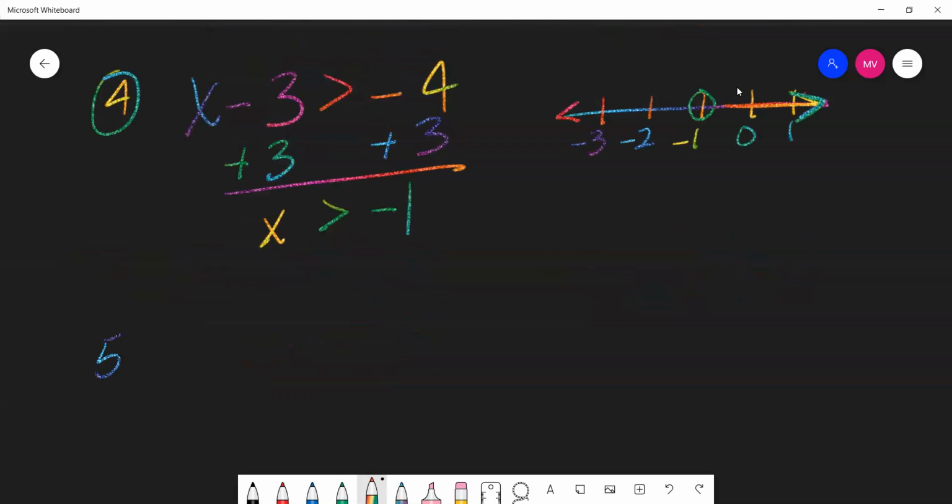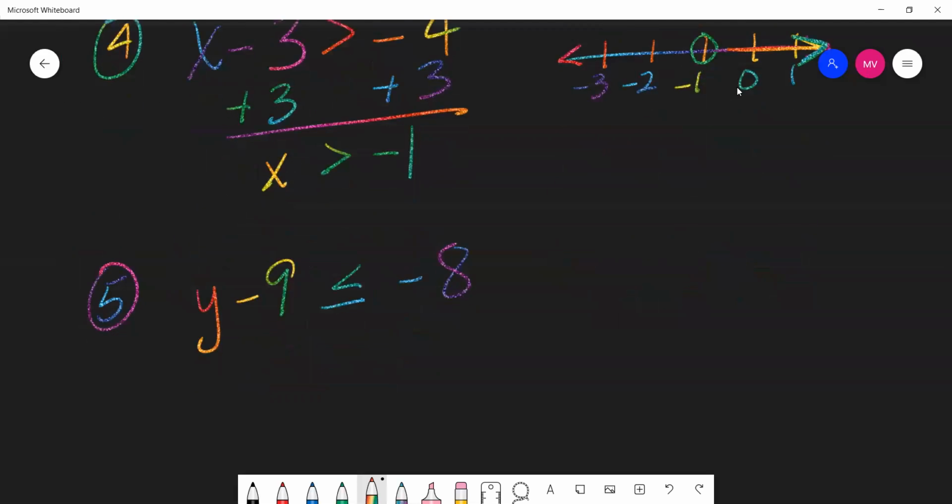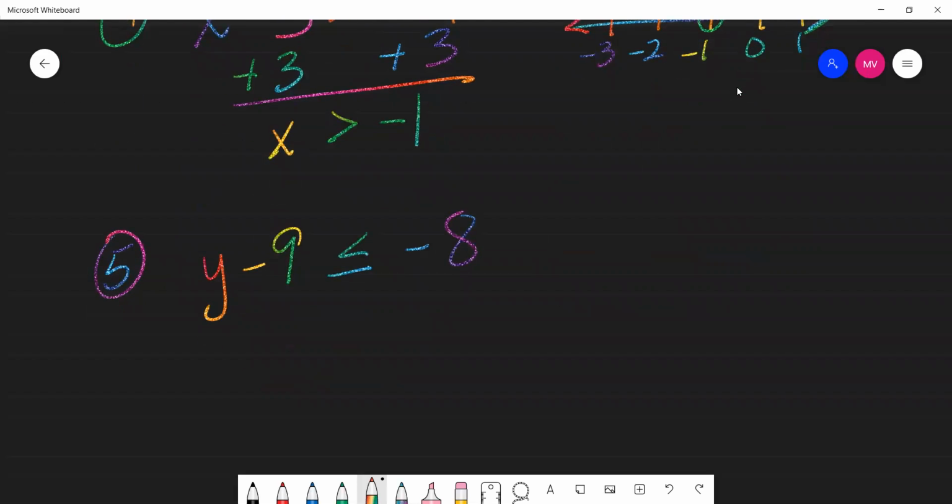All right. Number 5, Gabe. So number 5 states that y minus 9 must be less than or equal to -8. So what do we need to do to isolate our variable? Add what? Right, so we add 9 to both sides and we get the solution. y is less than or equal to +1. So then we graph it.